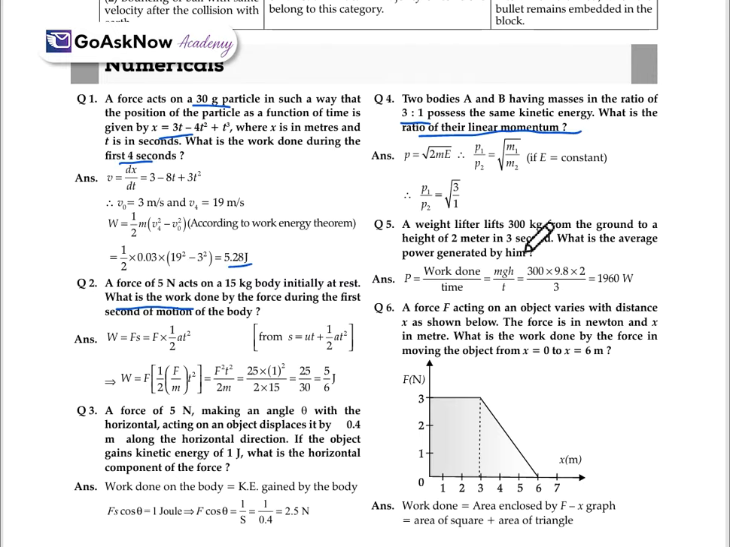Now a weight lifter lifts 300 kg from the ground to a height of 2 meters in 3 seconds. What is the average power generated by him? We know that power P is work done upon time. Work done is mgh, so P = mgh upon t, which is 300 into 9.8 into 2 upon 3. When we substitute the values and calculate, we get 1960 watt. This will be the average power generated by him.